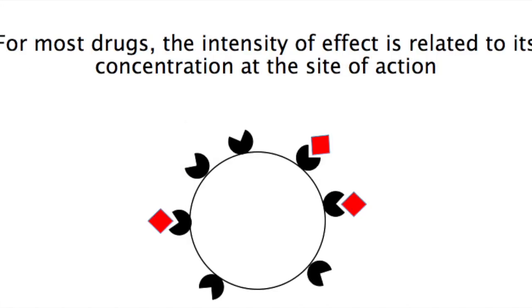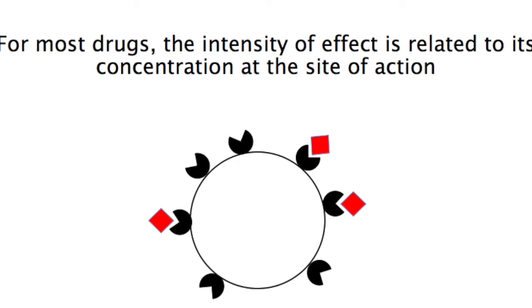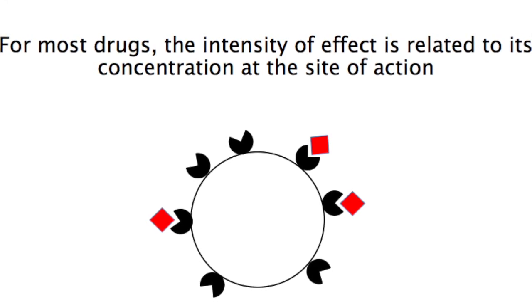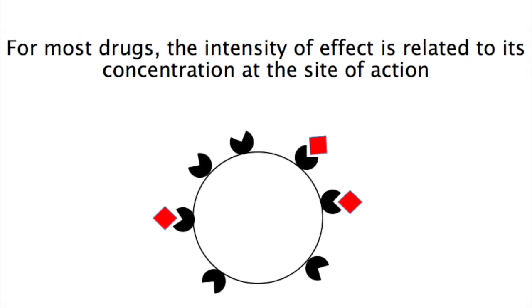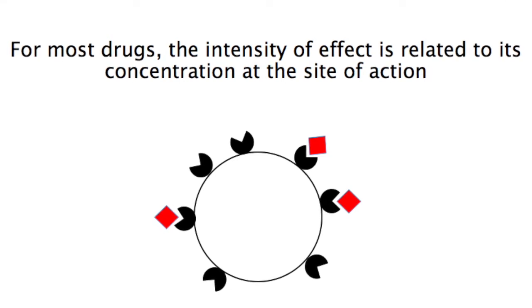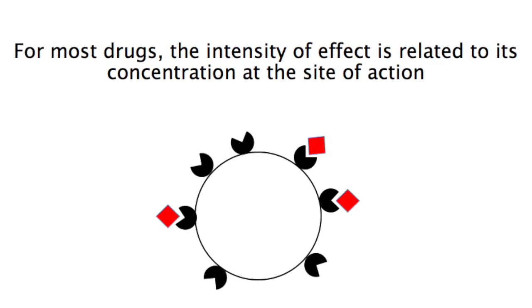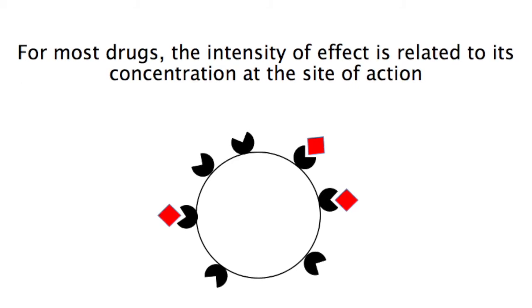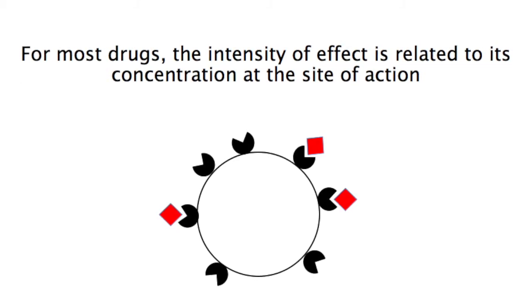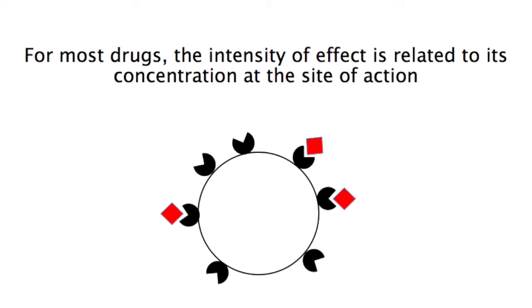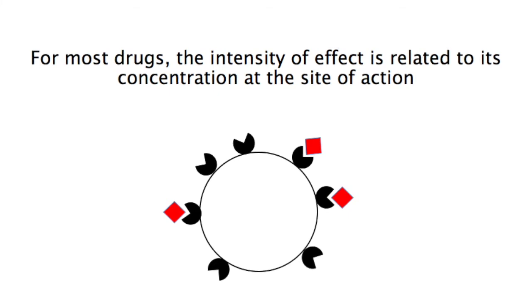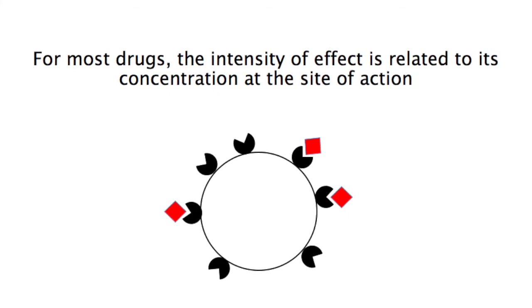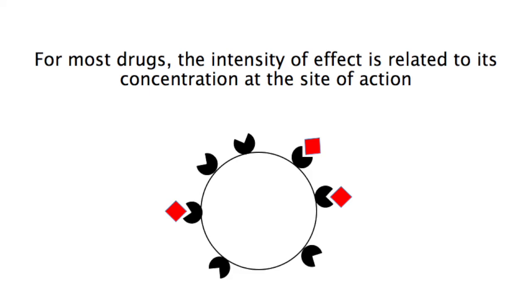Remember from the last lecture that, for most drugs, the intensity of effect is related to the drug concentration at the site of action. This is because an effect is brought about by an interaction between the drug and its receptors. So the higher the concentration of the drug at the site of action, the more drug molecules are available to interact with the receptors, the more receptors are occupied, and therefore the greater the effect. Note also that once all the receptors are occupied, an increase in drug concentration will probably not result in any greater an effect, and this causes the plateau that we saw in the concentration effect graphs previously.